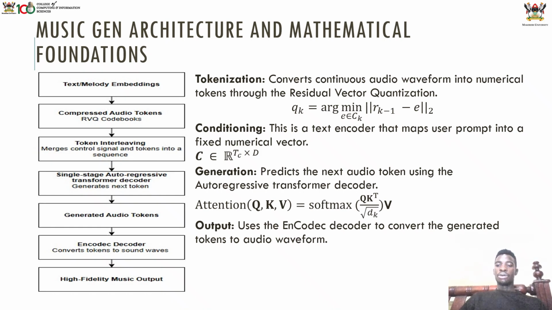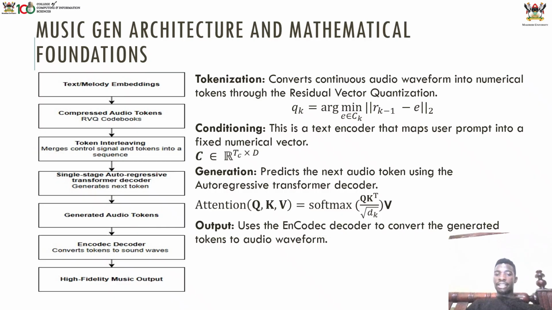We use the models we trained, because I wanted to train many models and then come up with the best one. We looked at MusicGen, which uses transformers, and in this case we convert the continuous audio waveform into different tokens through the residual vector quantization. And this is the mathematical formula for that.